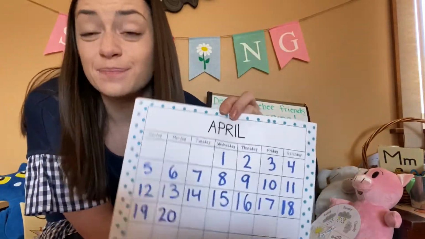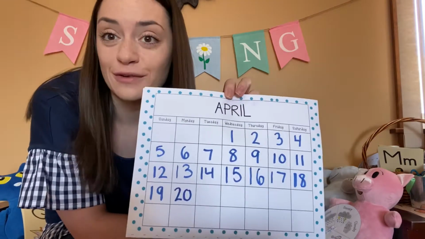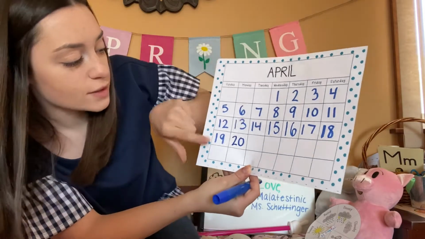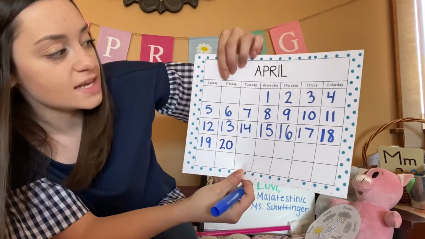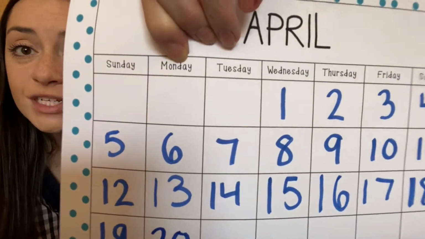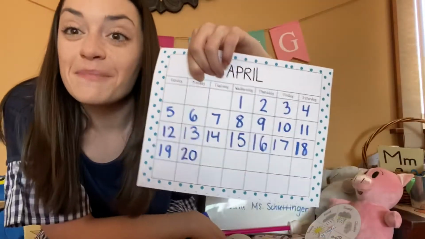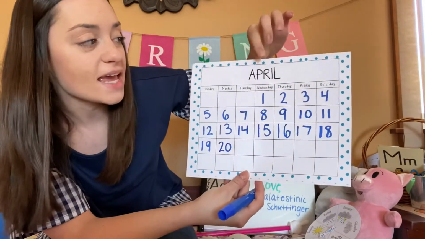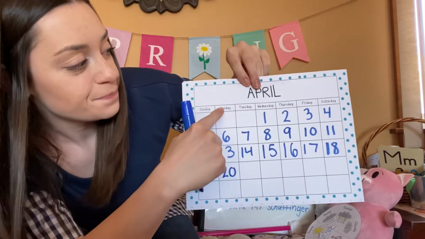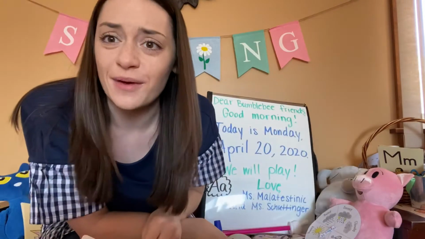So do you think 20 is a big number or is 20 a small number? What do you think? Talk about it with your families. But let's see what day of the week it is. So here's 20. Let's look up here. What day is this? What does this say? Which day of the week starts with the letter M? Monday. Good, so today is Monday, April 20th. Now it's your turn to say it. Ready? Nice job.